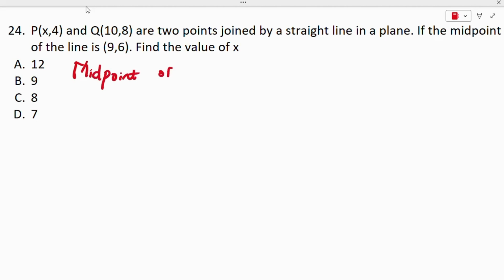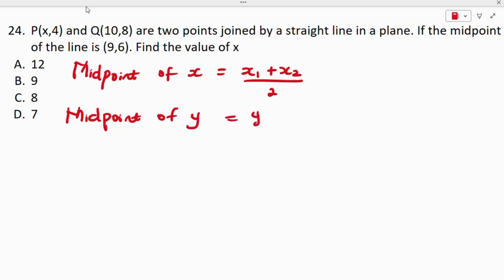Now the midpoint of x is given as x1 plus x2 divided by 2. Same thing goes for the midpoint of y. The midpoint of y is given as y1 plus y2 divided by 2. So we have this right here, and we say that if the midpoint of the line is 9 and 6, we are given that the midpoint is 9 and 6. Find the value of x.